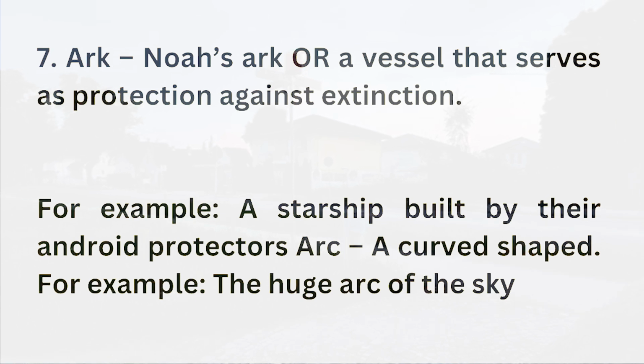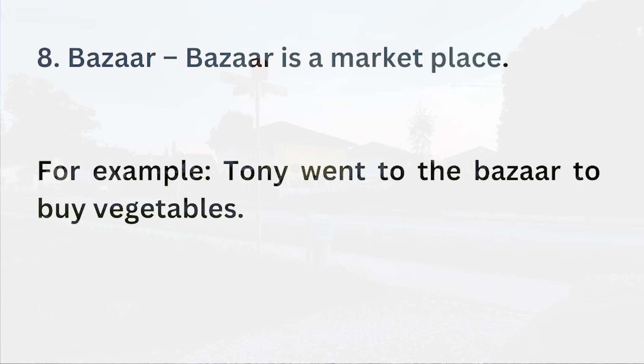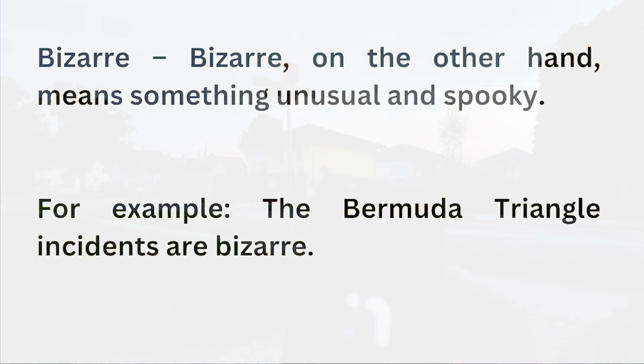7. Ark. Noah's Ark, or a vessel that serves as protection against extinction. For example, a starship built by their android protectors. Arc, a curved shape. For example, the huge arc of the sky. 8. Bazaar. Bazaar is a marketplace. For example, Tony went to the bazaar to buy vegetables. Bizarre. Bizarre, on the other hand, means something unusual and spooky. For example, the Bermuda Triangle incidents are bizarre.